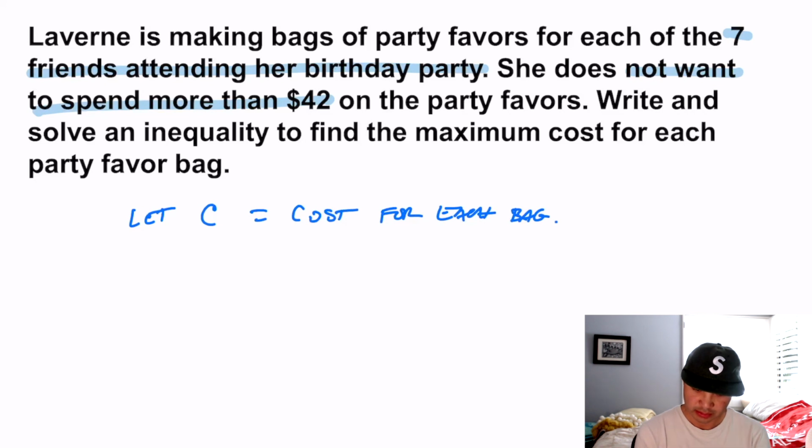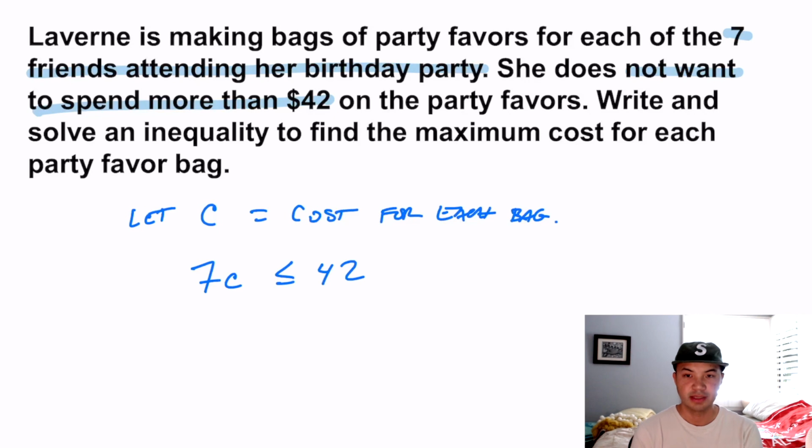So she has 7 friends. So 7 friends times the cost of each bag. She does not want to spend more than $42. That means she can spend $42 or less. So which inequality is that? She can spend less than that or $42. That would be less than or equal to 42. Okay, so that's our inequality.